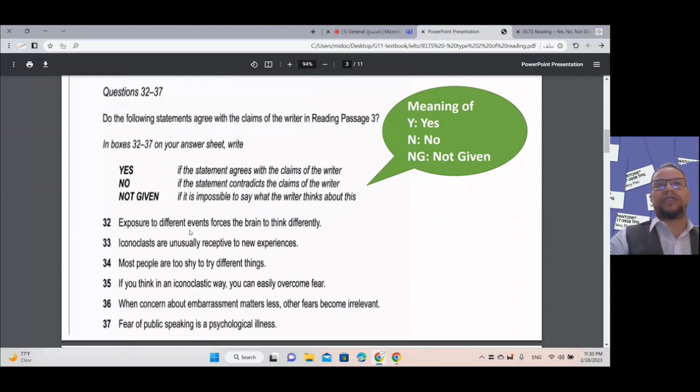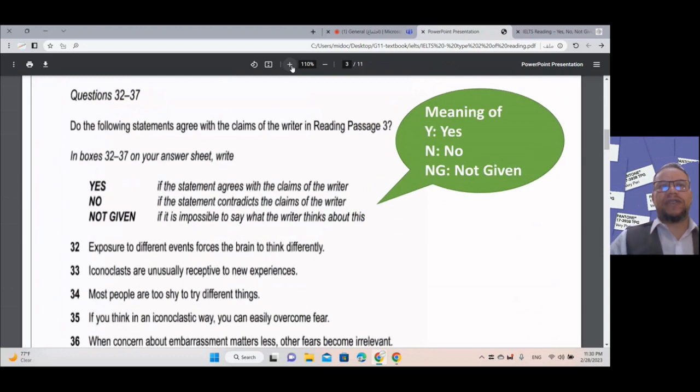So look at this one: exposure to different events forces the brain to think differently. Here we have "differently", to think differently. So this is just about opinions. Also here, we have "most people are too shy to try different things." So I have adjectives. For opinions, you will have adjectives, and also adverbs. So yes, no, not given is for opinions, but true, false, not given is always for facts.